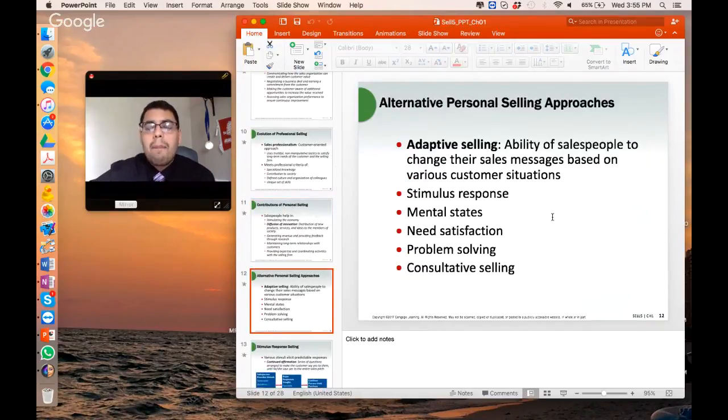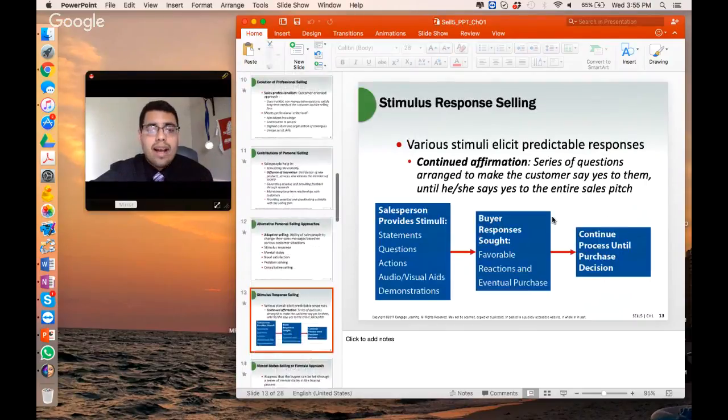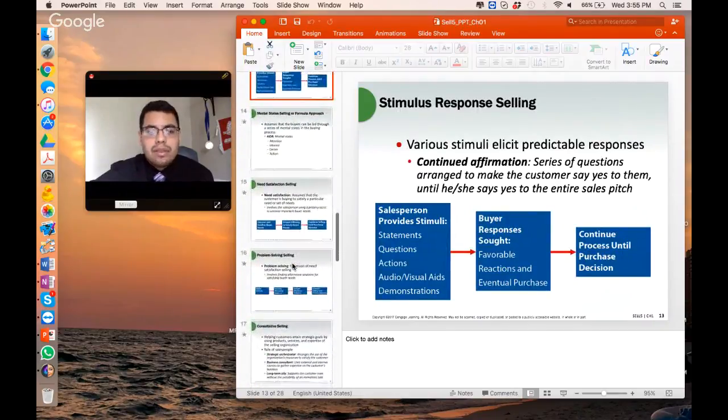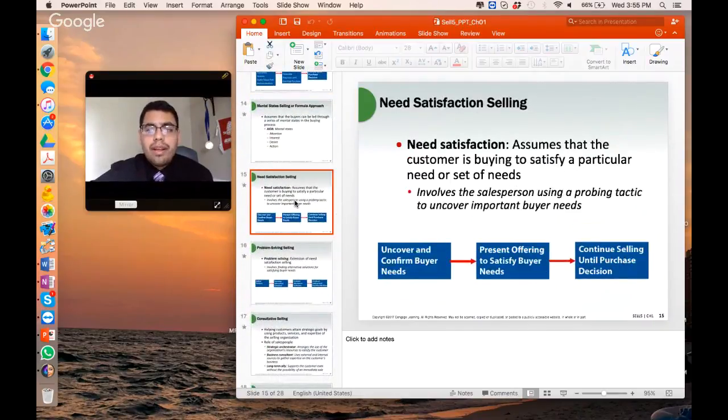Adaptive selling: the ability of salespeople to change their sales messages based on various customer situations. You got to be able to go with the need of each buyer. You have to understand that each one has a different kind of need, and you have to be able to adapt to it. Stimulus response, mental state, need satisfaction, and problem solving. Okay, and then we'll go and I'll see what else. It's good. Need satisfaction selling assumes that the customer is buying to satisfy a particular need or set of skills.